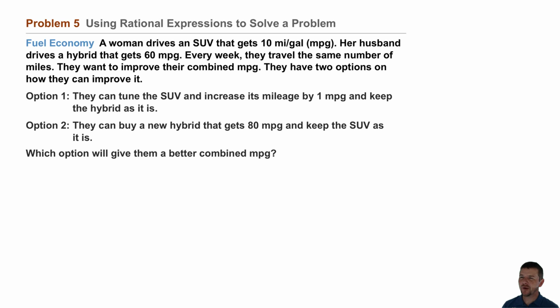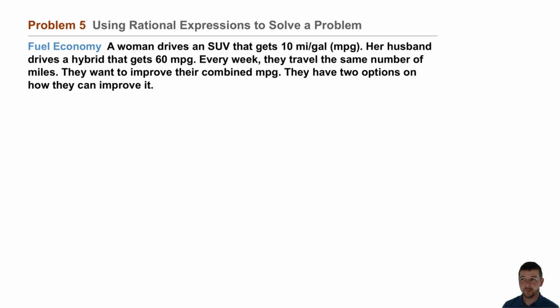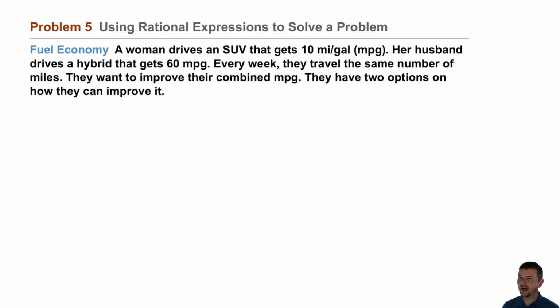Problem 5. Using rational expressions to solve a problem. Fuel economy. A woman drives an SUV that gets 10 miles per gallon, or mpg. Her husband drives a hybrid that gets 60 miles per gallon. Every week, they travel the same number of miles.